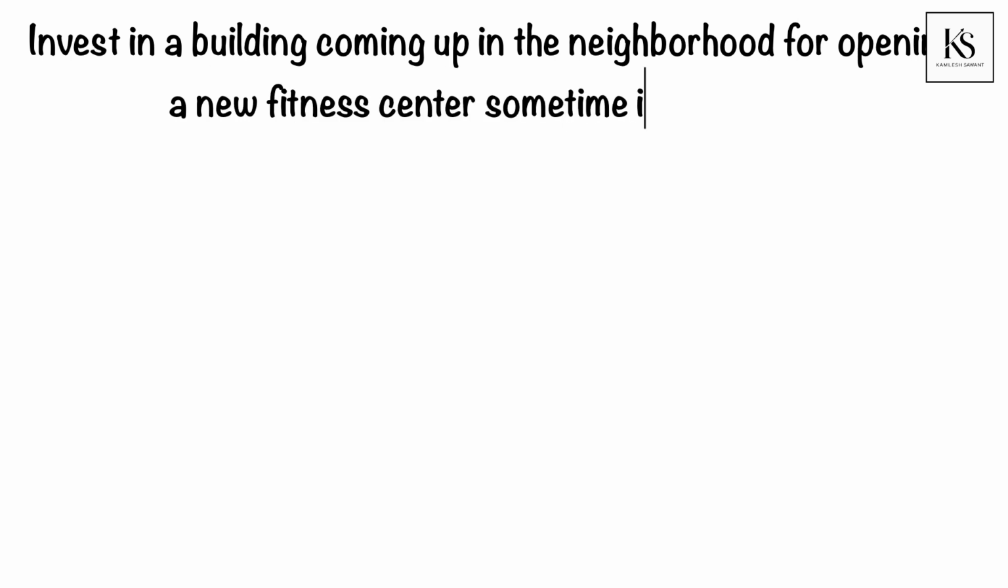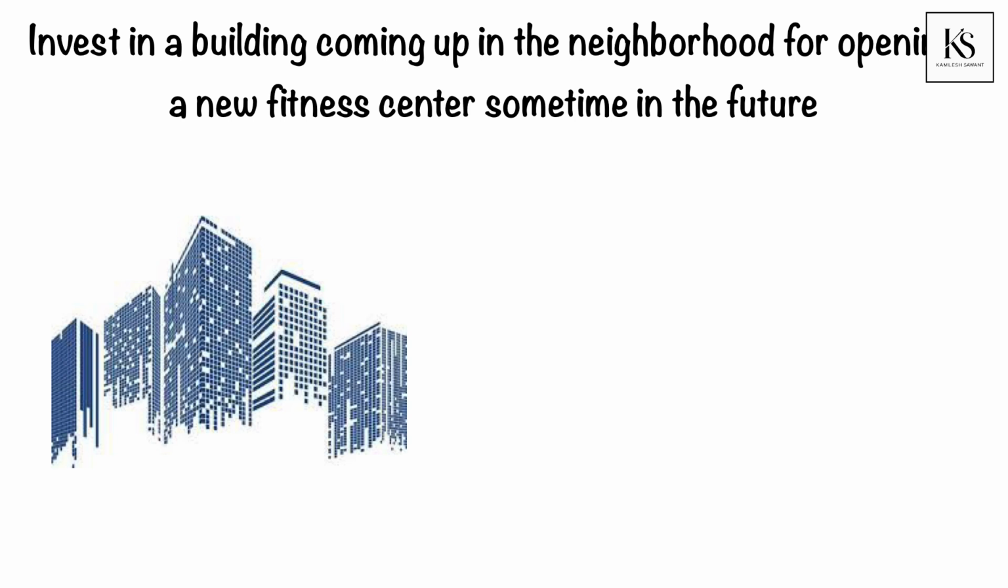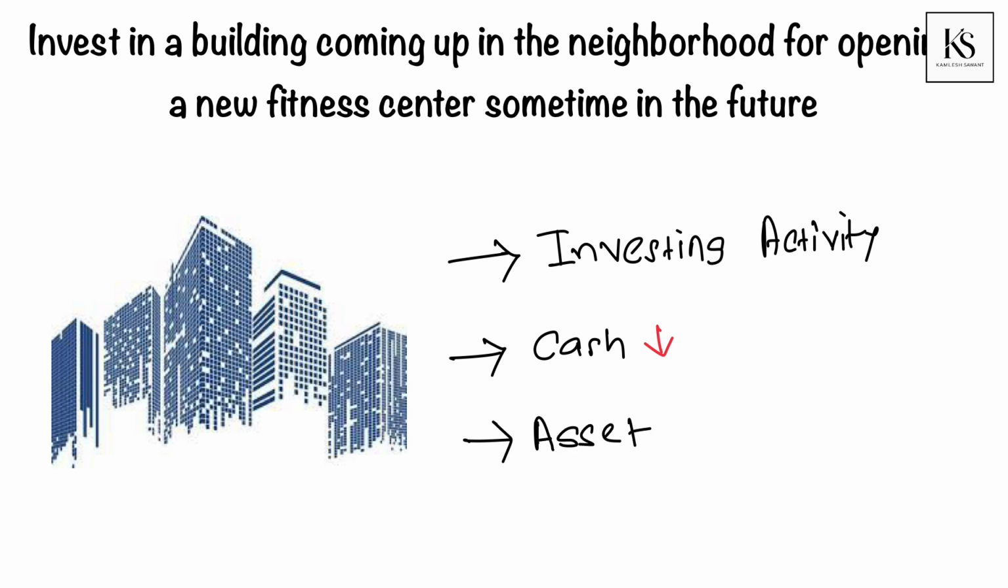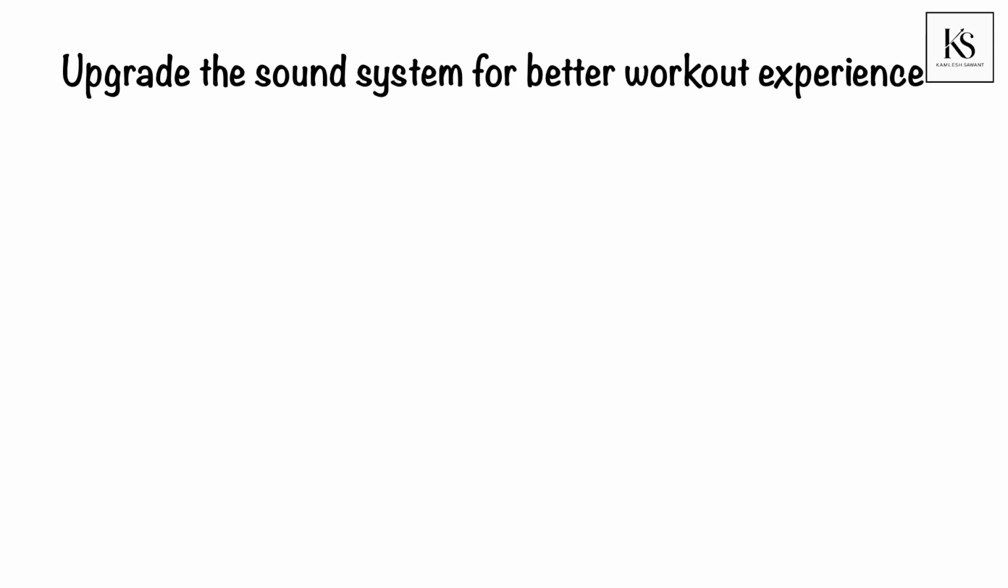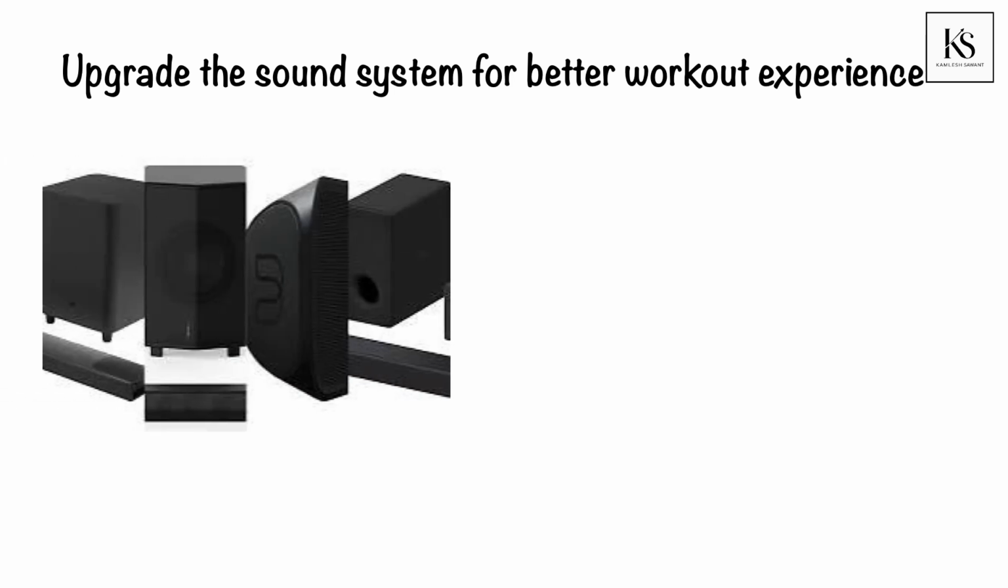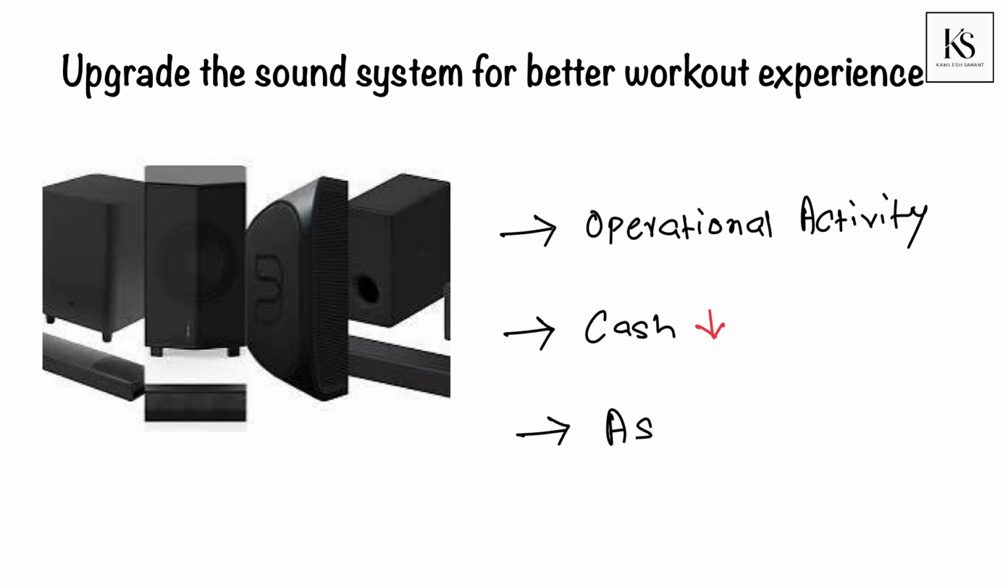Invest in a building coming up in the neighborhood for opening a new fitness center sometime in the future. Investment in building means cash going out of business, comes under investing activities. Cash flow decreases. Gross block considered an asset. Upgrade the sound system for better workout experience. Expenditure towards the sound system, it comes under operational activities. Cash flow decreases, treated as an asset.